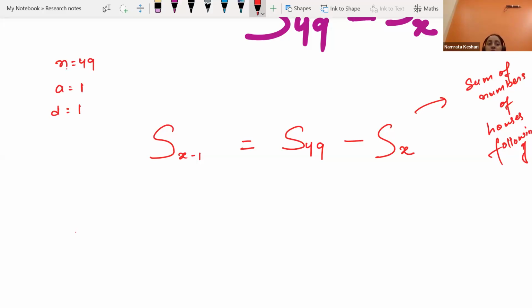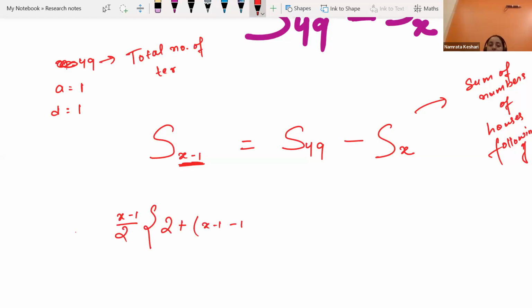So this n means the total number of terms is 49. However, while finding the sum of x minus 1 terms, we will not be using this n. Please don't just write it as the total number of terms. Okay, this much data we have. So for x minus 1 terms, that means n by 2 into 2a, that means only 2, plus n minus 1 into d, that means x minus 1 minus 1 into d, right, Zoha? Yeah.